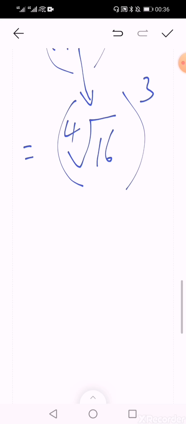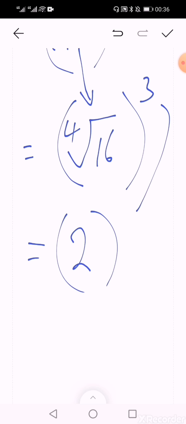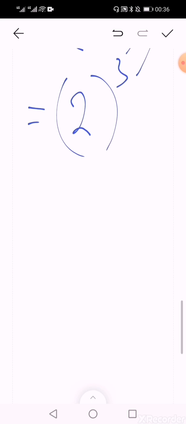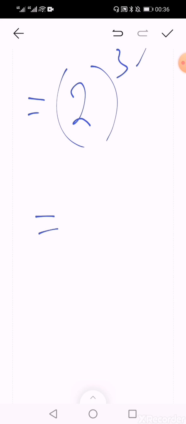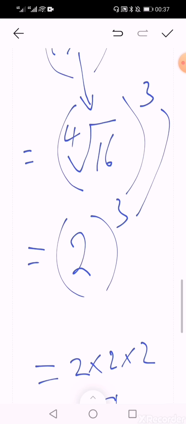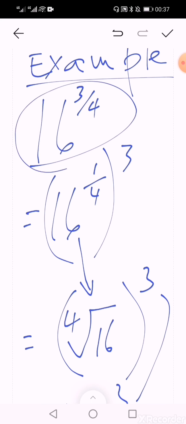So if we say the fourth root of 16, we are looking for a number that will multiply by itself 4 times to give us 16. Then we will find that that number is 2, to the power 3. Then this one is going to be 2 times 2 times 2, which is 8. So now we have simplified this problem, 16 to the power 3 over 4.